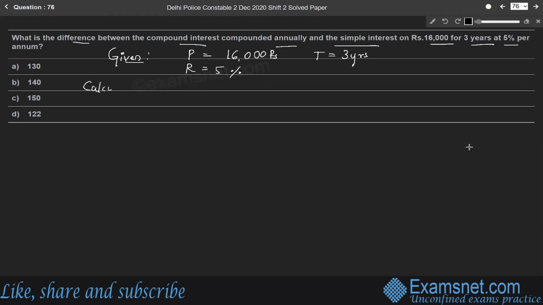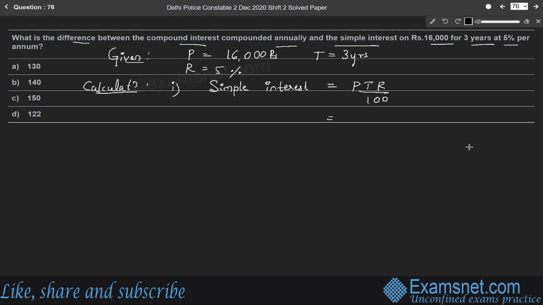So the calculation part. We know that simple interest is equal to PTR by 100. So simple interest is equal to PTR by 100.